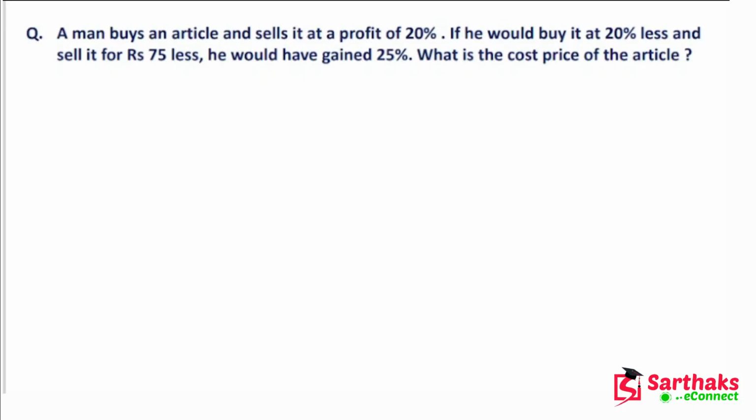Now you can clearly see that the man is purchasing an article and then selling it. Okay, so he is making a profit on cost price. Now he says if cost price was less and he would have sold it even for 75 rupees less, then also he would have gained 25%. So let us use this information and we have to find the cost price. So let us assume it. Let the cost price of the article be rupees x.